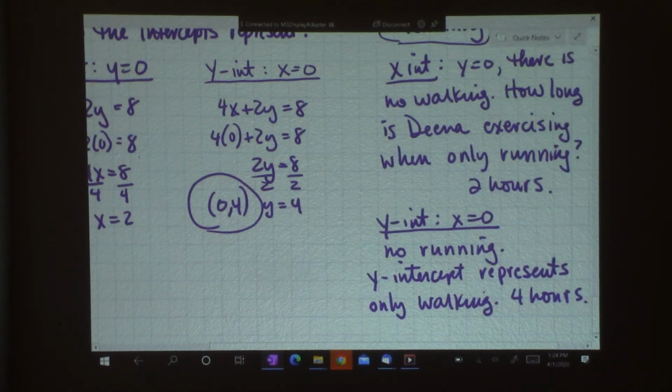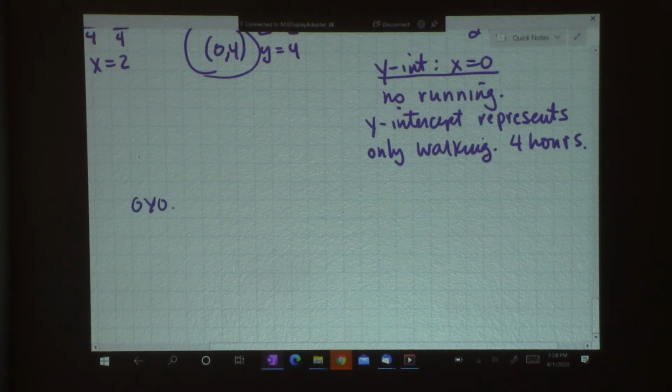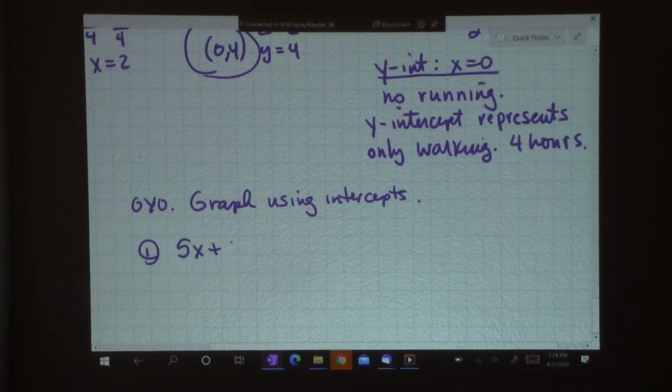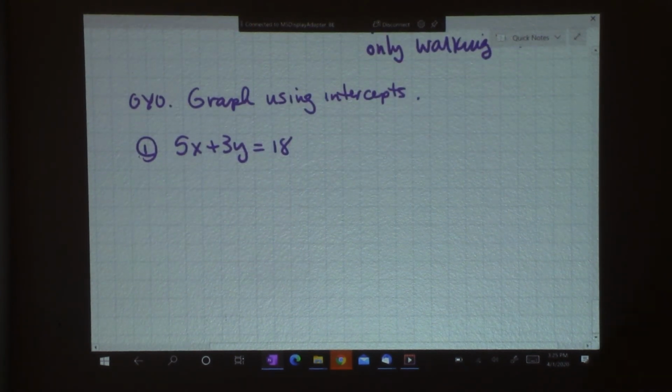All right. I want you to do one more, graph using intercepts. And I want you to do just this one. 5x plus 3y equals 18. Okay, so go ahead and do that one. You don't have to get y by itself on this one.